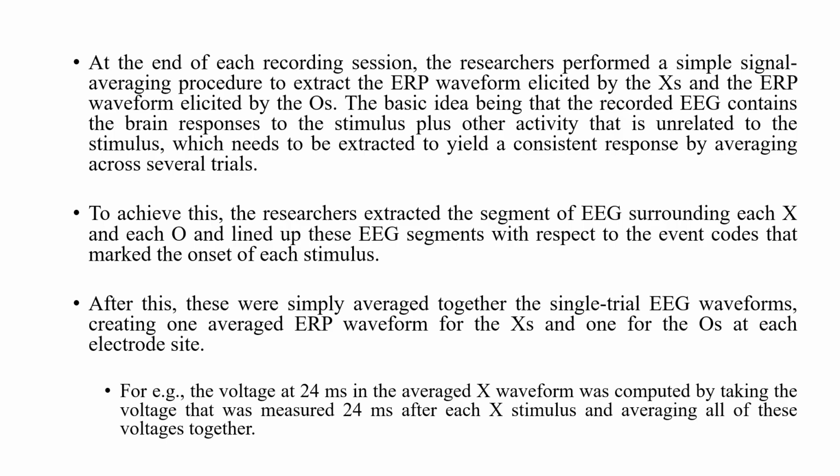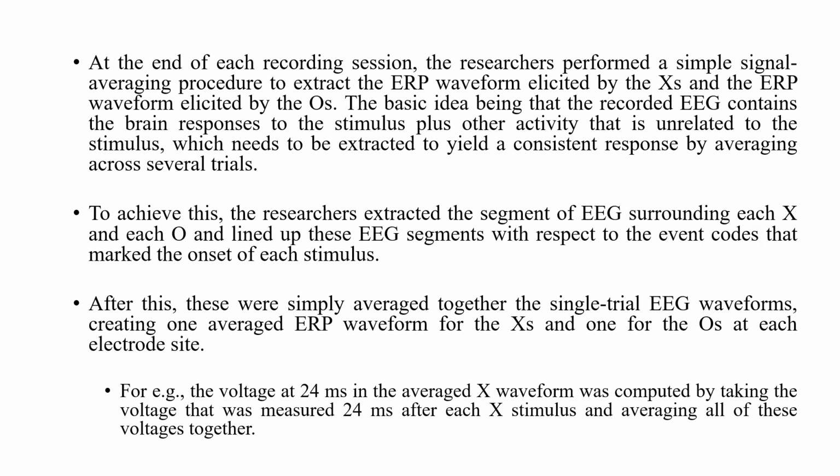The basic idea is that the recorded EEG contains the brain responses to the stimulus plus also other activity that may be unrelated to the stimulus, which therefore needs to be removed to yield a consistent response by averaging all the trials which had X's and all the trials which had O's. To achieve this, the researchers extracted the segment of the EEG around each X and O and lined up these EEG segments with respect to the event codes that mark the onset of each stimulus. So, starting from when the stimulus was supposed to come till when the stimulus had passed, they carved out those segments and then analyzed them.